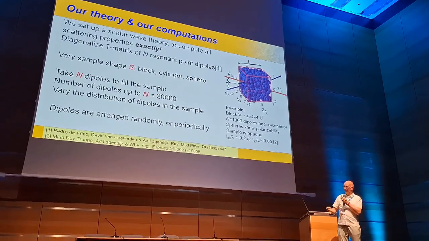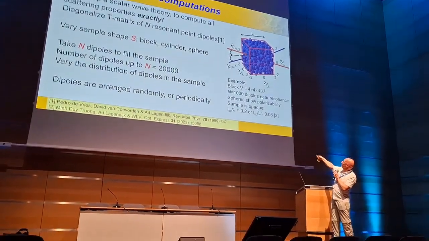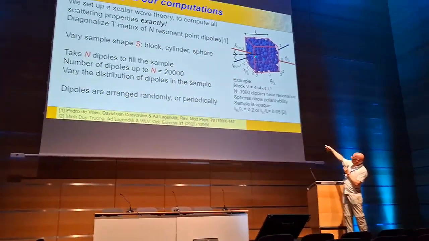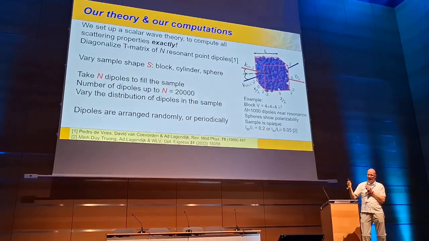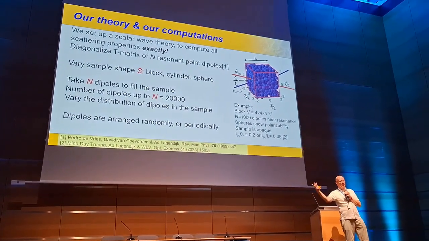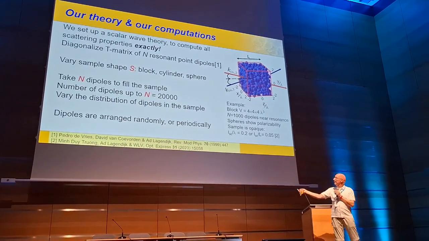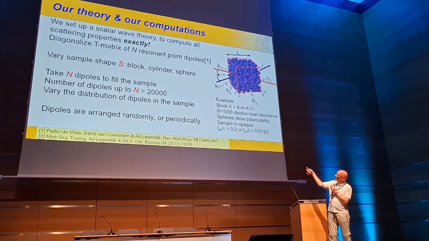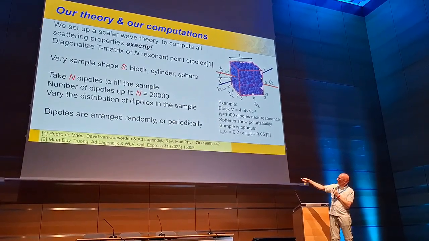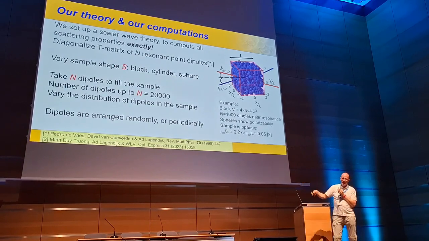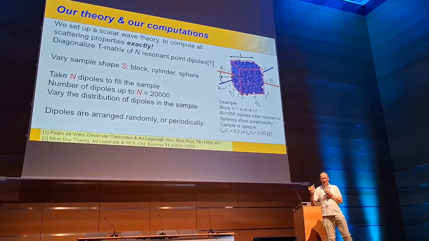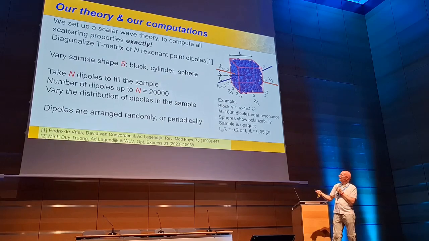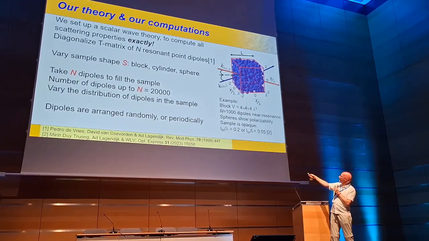However, since these dipoles are in their resonance, they have a polarizability. So these spheres here, which look like blueberries, are basically the polarizability. It's the property that the light sees whenever it would enter here. So we can vary sample shape, we can fill in up to 20,000 dipoles, because we have a very modest computer, otherwise you would even more.